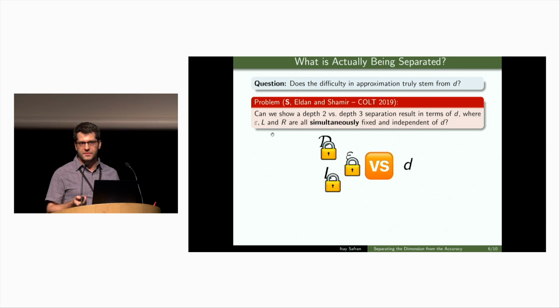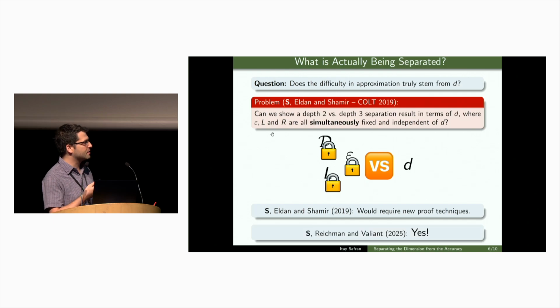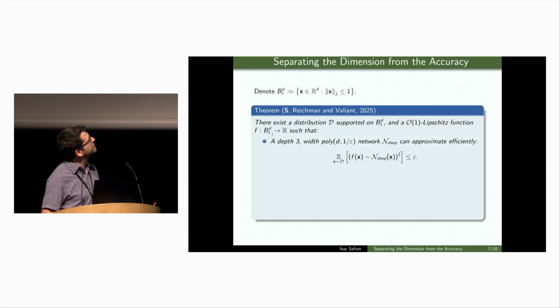Can we show a depth separation where the input dimension does not creep in, where the difficulty in approximation truly stems from d? To ask this question, we ask whether we can hold all the other parameters fixed so that they do not scale with d, and can we show under such a setting an exponential separation between depth 2 and depth 3? We asked this question in 2019, and we also showed that this would require new proof techniques, and today I can tell you that the answer is positive. We can show such a separation result.